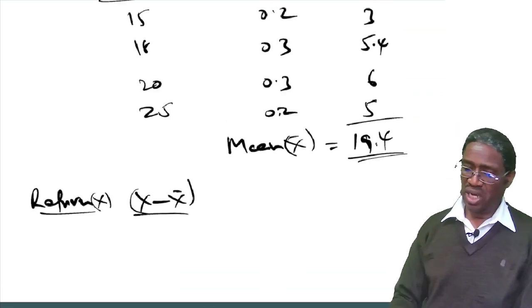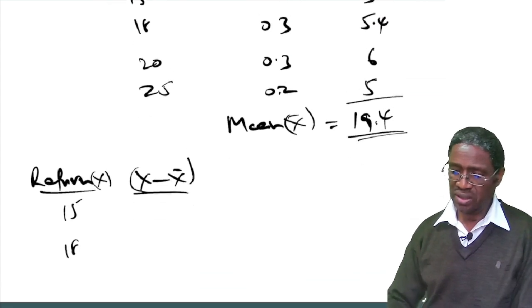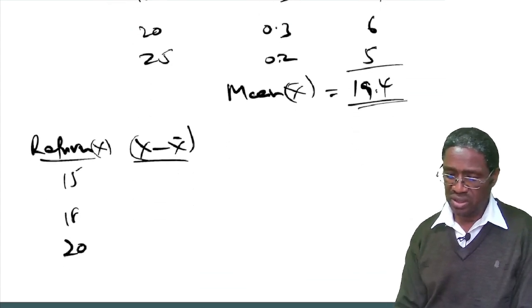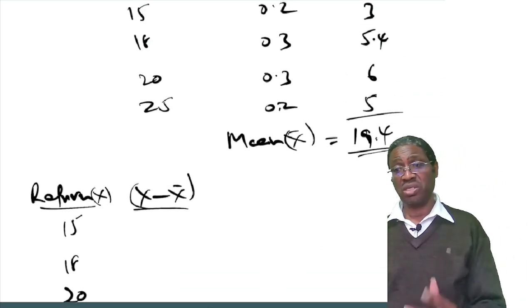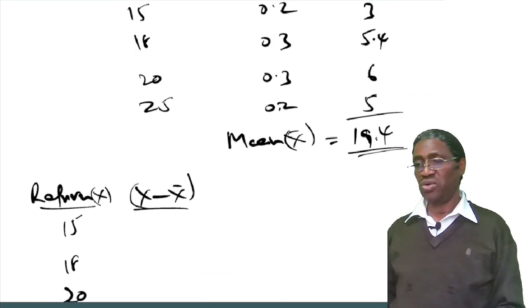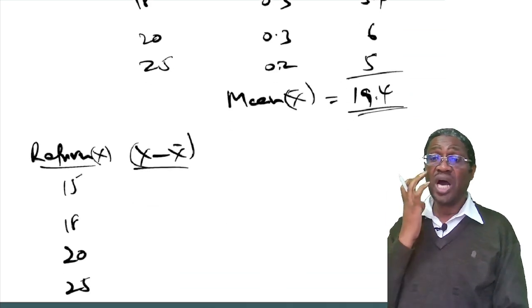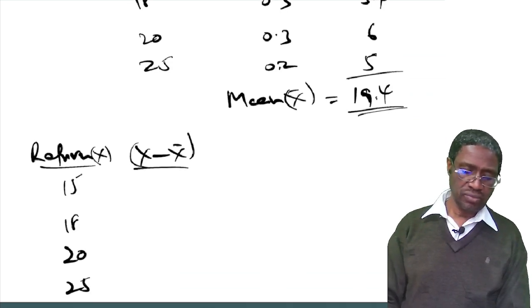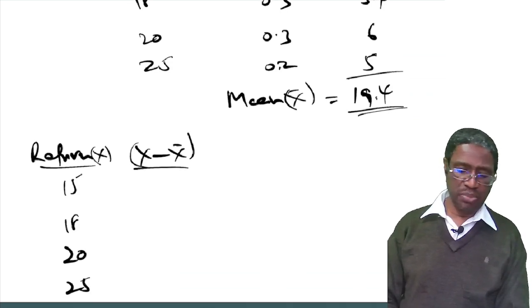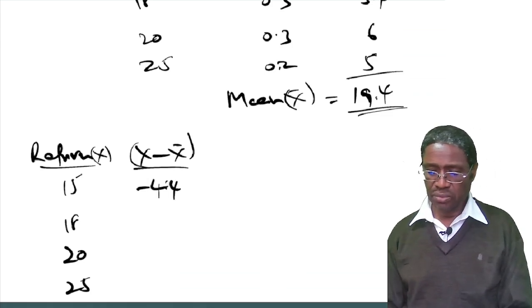Our R was 15, 18, 20, and 25. We now know how to get the deviation from the mean. I don't have to keep repeating them. Our mean was 19.4. So I take 15 minus 19.4. That gives me negative 4.4.